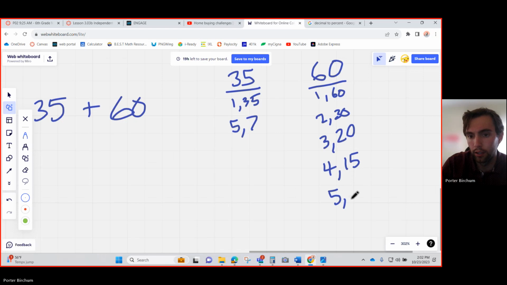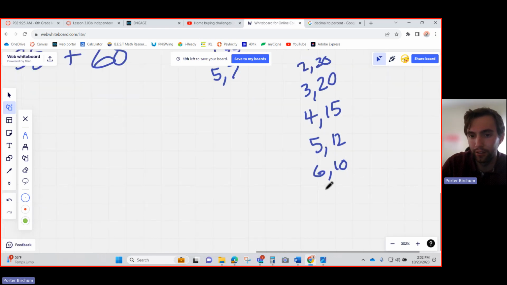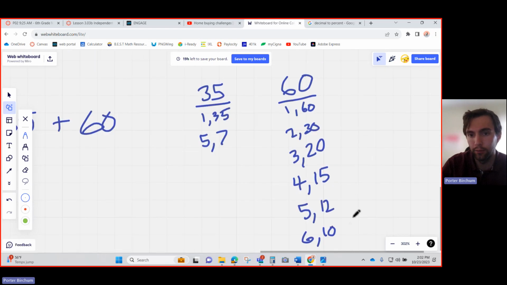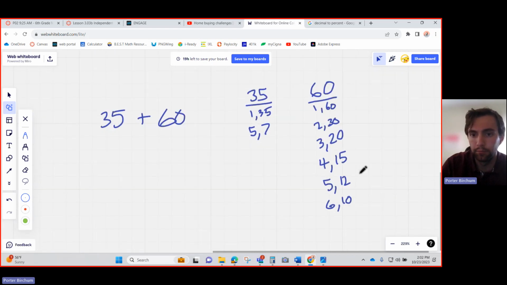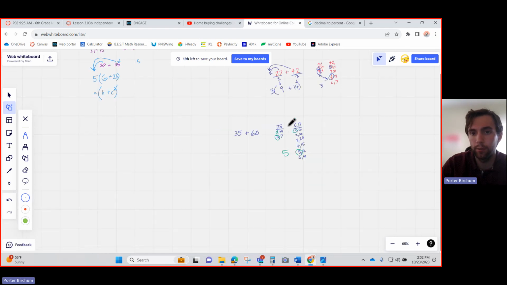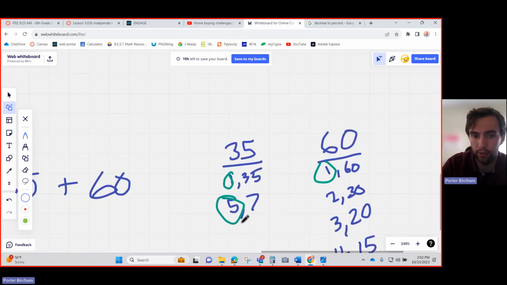5 and 12. 6 and 10. 7, no. 8, no. 9, no. Okay, we're done. All right, let's circle the common factors. 1's a common factor. 5's a common factor. And that's all. What is the greatest common factor? It is 5. First step is done, the hunt for the greatest common factor.